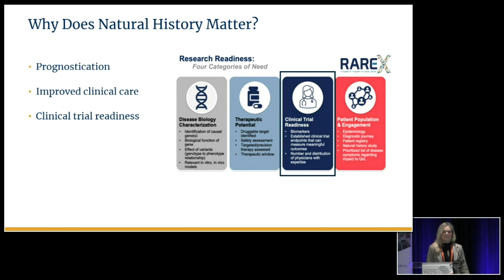So first, why does natural history matter? I think I'm preaching to the choir here, but there are many reasons this is really important information to have. First is prognosis, giving families an idea of what to expect in the future. Improving care: if you know what to expect in the natural history of a disorder, you can be proactive rather than reactive. And then, becoming increasingly more critical, is clinical trial readiness. There are many exciting therapies under development for many different forms of epilepsy, but to really assess if they're effective, you need to understand the natural history to know if a therapy is actually making a difference.